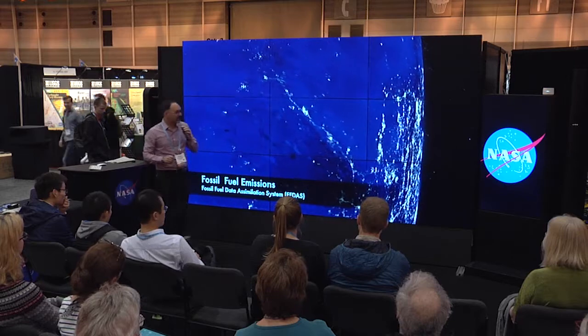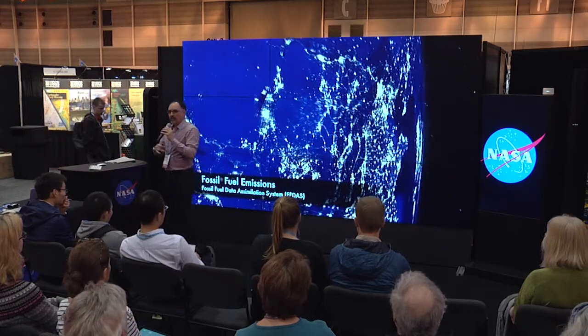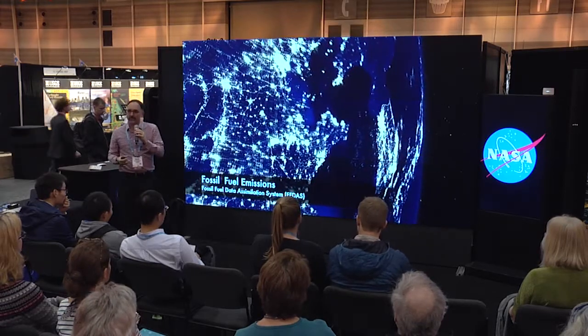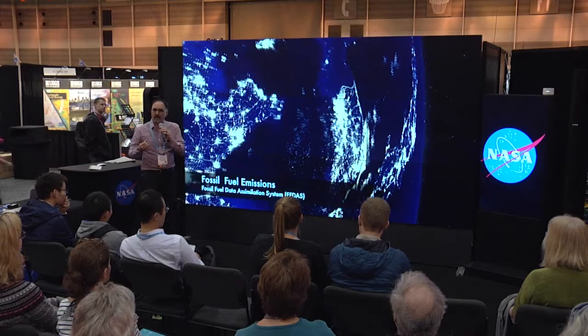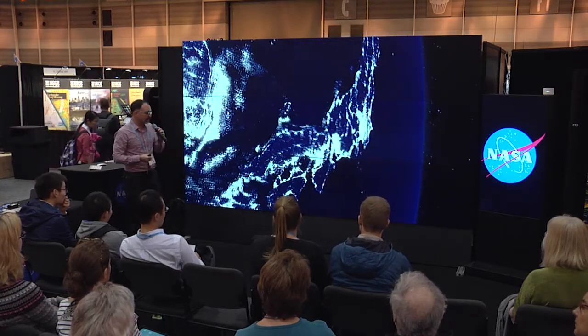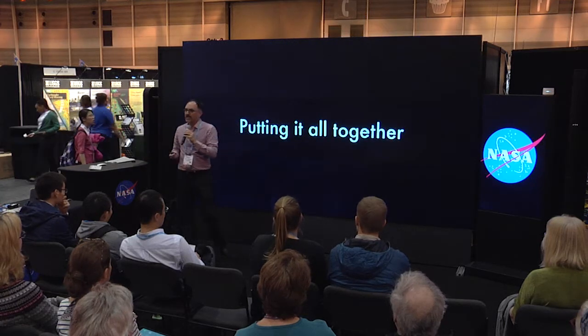And the last one, and perhaps the most important, is the fossil fuel emissions themselves. They're distributed over the world, and we use things like night lights in a data assimilation system in order to understand specifically where those fossil fuel emissions are occurring. So the question is how you put all those pieces together.